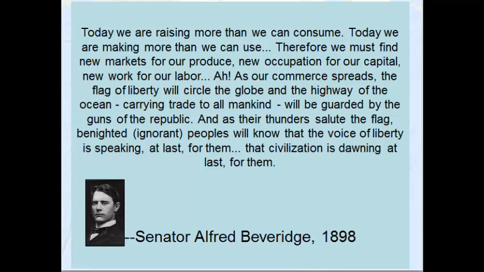Let's take a look at the writings of a senator named Alfred Beveridge from 1898. And he said, "Today we are raising more than we can consume. Today we are making more than we can use. Therefore, we must find new markets for our produce, new occupation for our capital, new work for our labor. As our commerce spreads, the flag of liberty will circle the globe and the highway of the ocean, carrying trade to all mankind. We'll be guarded by the guns of the Republic, and as their thunders salute the flag, benighted, ignorant people will know that the voice of liberty is speaking at last for them, that civilization is dawning at last for them." So what Senator Beveridge is doing here is he's linking American capitalism and imperialistic fervor with this notion of social Darwinism and essentially the American businesses spreading throughout the world, backed up by its military power, and in the process it will serve as a civilizing effect on the world's people.